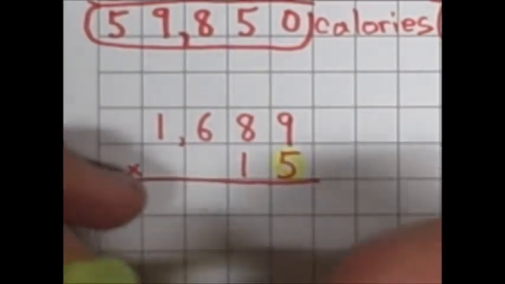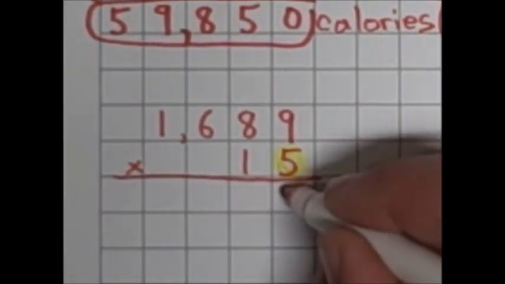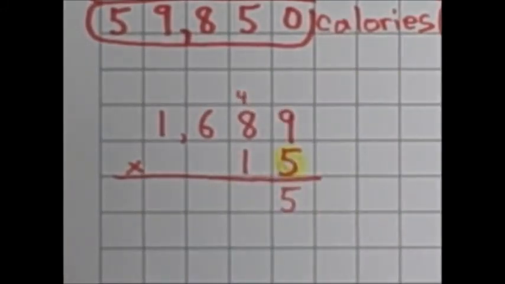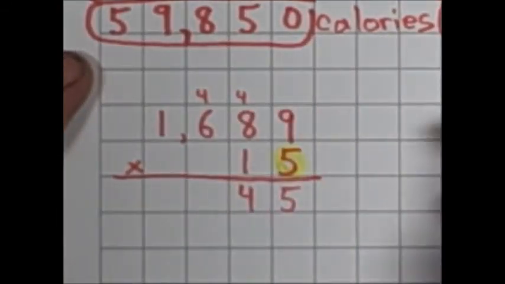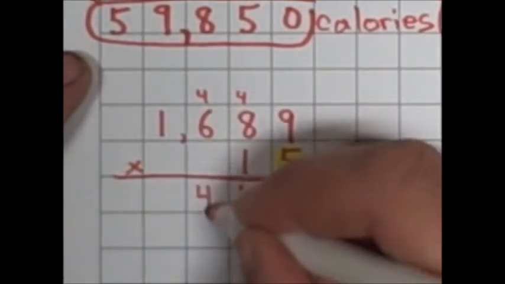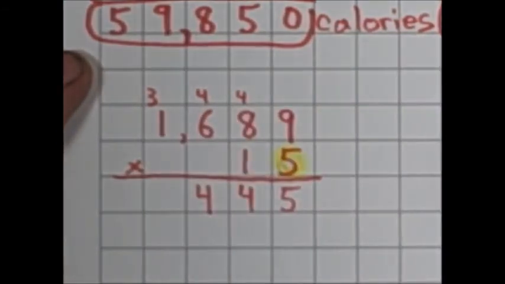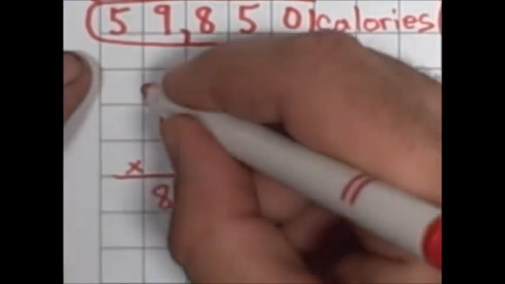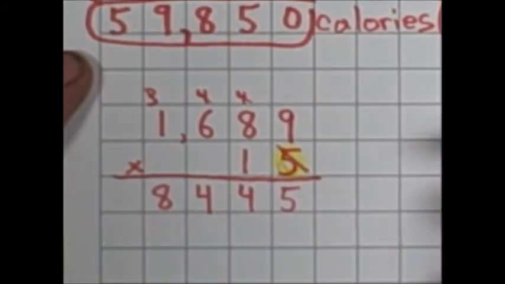You should have first multiplied your first factor by the 5 in the ones place. 9 times 5, 45. 5 times 8, 40 plus 4, write the 4, regroup the 4 into the hundreds place. 5 times 6 is 30, plus 4, 34. Write the 4, regroup the 3. 5 times 1 is 5, plus 3 is 8. Cross out your regroupings. Cross out the 5 if you desire.